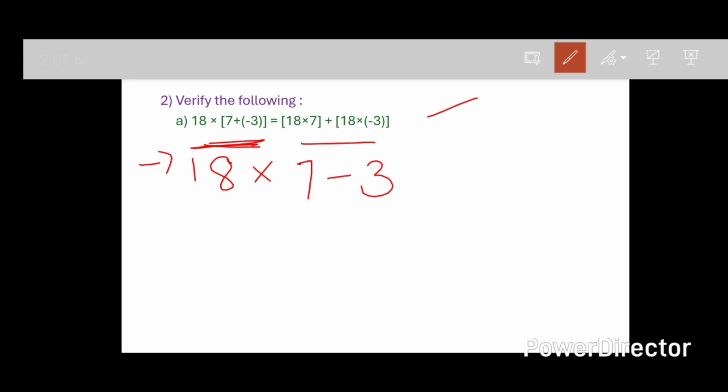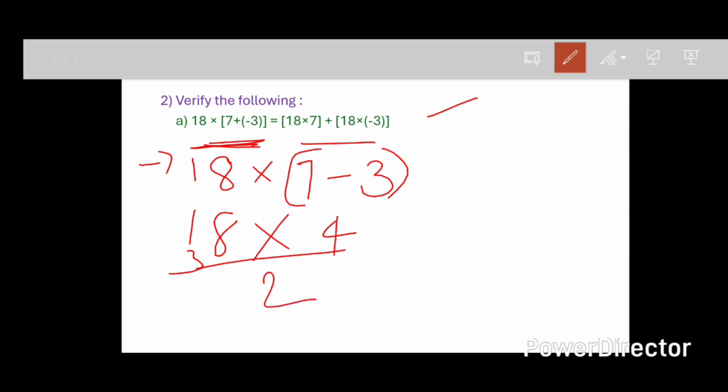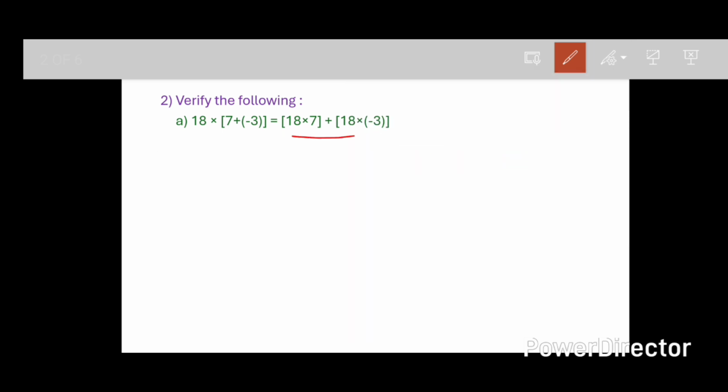Okay, so now what happens? 18 remains as it is into 7 minus 3 becomes how much? 4. So now we should multiply these two. 18 fours are how much? 4 8s are 32. 3 carry. 4 ones are 4 plus 1. 4 plus 3 7. Answer becomes how much here? 72. Then we should check this part. How much it becomes. Here the left hand side is how much? 72. Now we should check right hand side, means RHS.